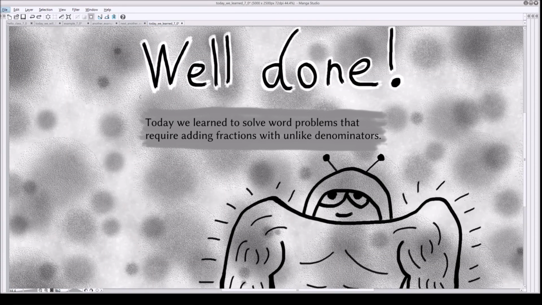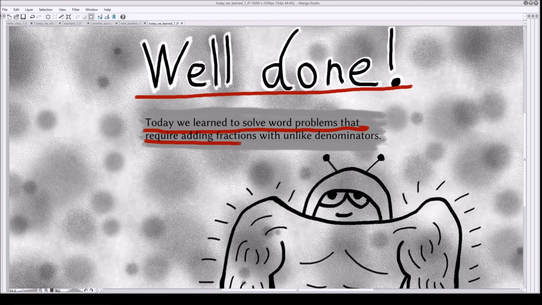Good job today, guys, and well done. Today we learned to solve word problems that require adding fractions with unlike denominators. And remember, unlike denominators just means that the bottom number of the fraction, our denominators, are different.